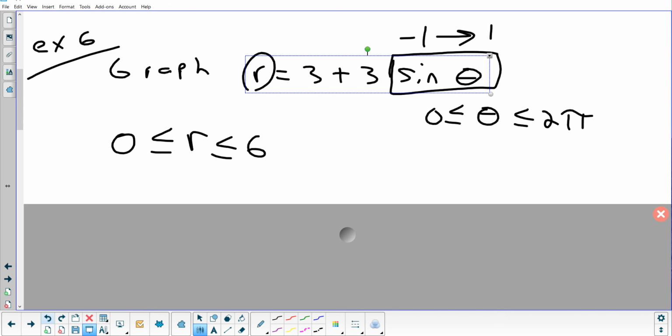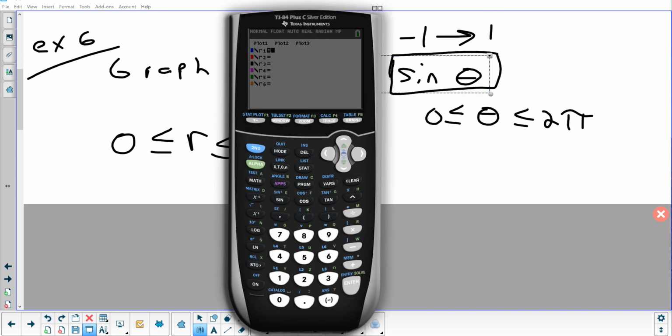What does that mean if the radius is 0? Where would the point be? Yeah, the origin. So this graph will go through the origin. All right, let's graph it and see what it looks like. 3 plus 3 sine theta.